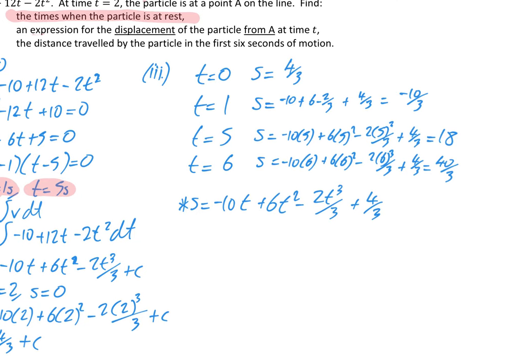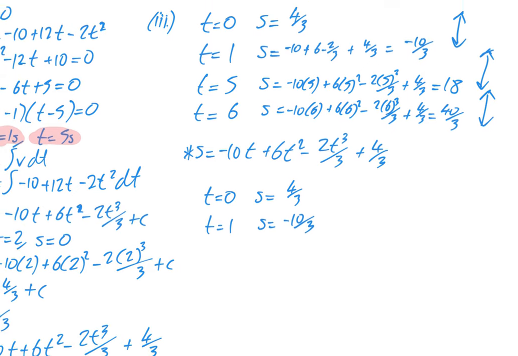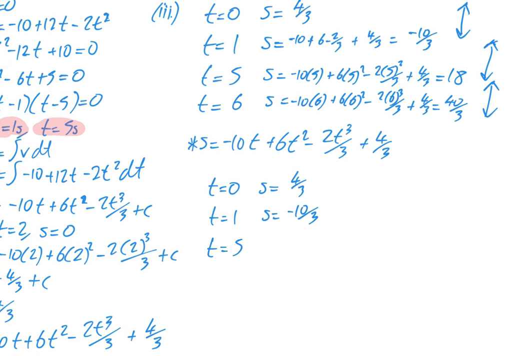So my total distance is going to be the difference between these two numbers and the difference between these two numbers, and add them all up. I'm just going to write those all down again: t is equal to 0, s was equal to 4 over 3; t is equal to 1, s was equal to minus 10 over 3; t is equal to 5, s was equal to 18; and t is equal to 6, s was equal to 40 over 3.